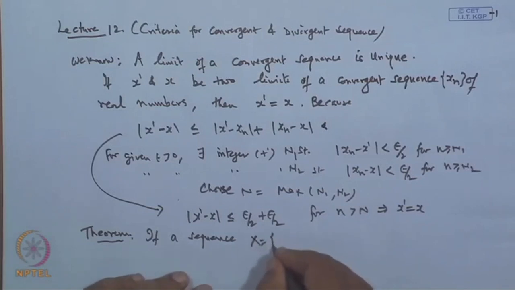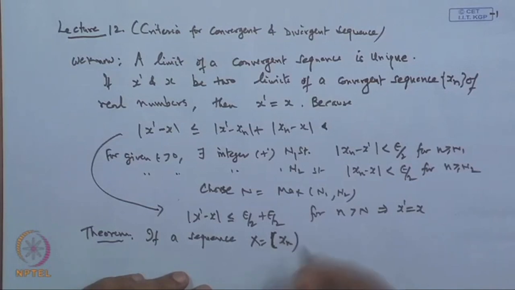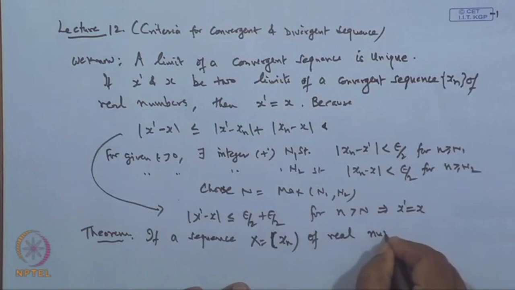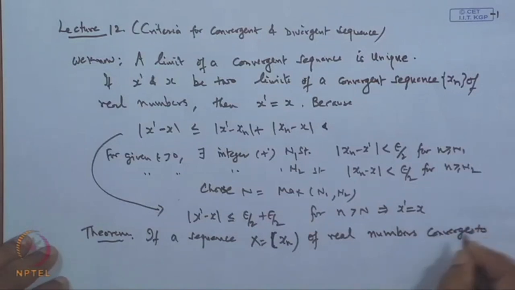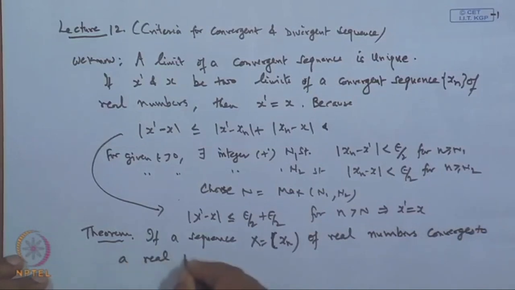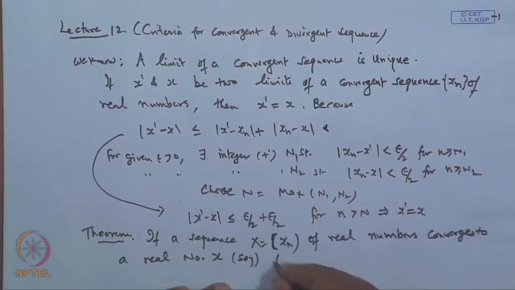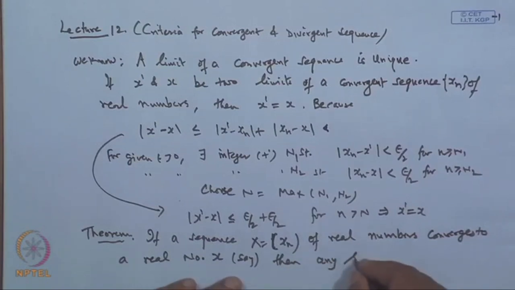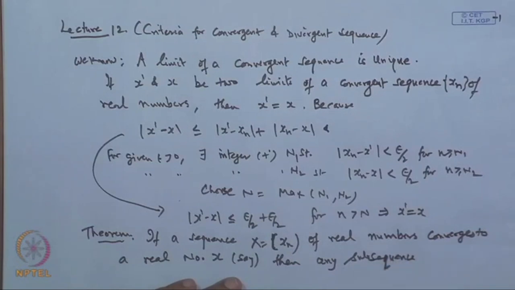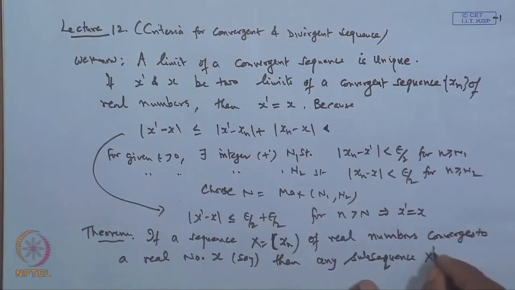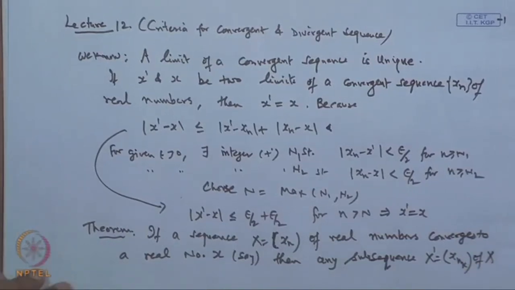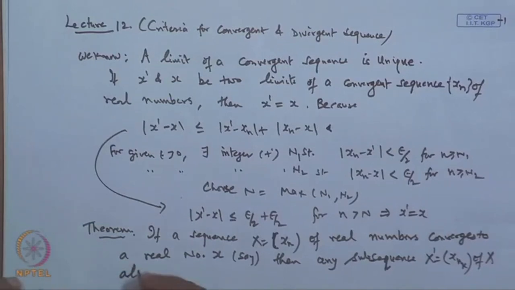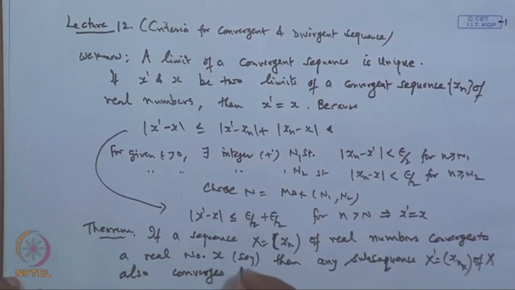So, if a sequence x n of real numbers converges to a real number x, then any subsequence x dash, which is x n k of x, also converges to x.